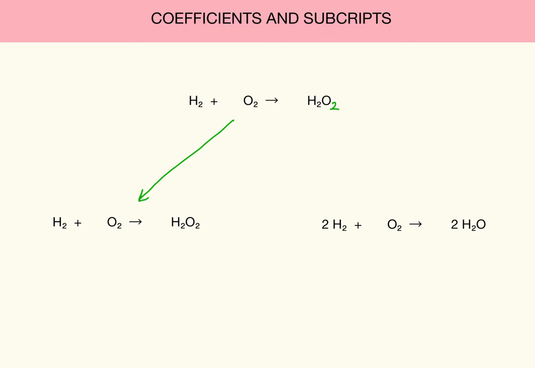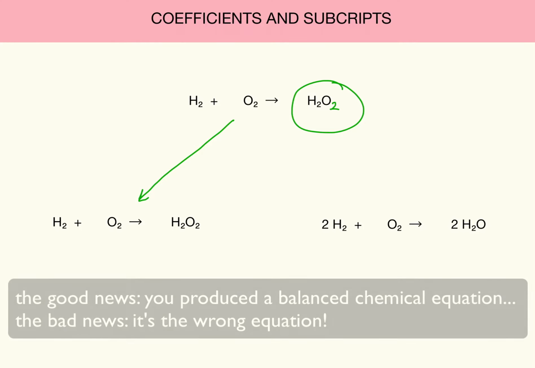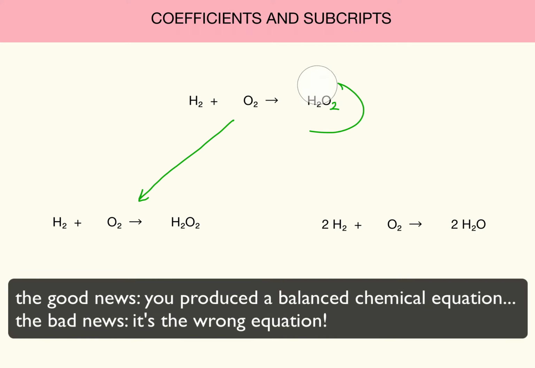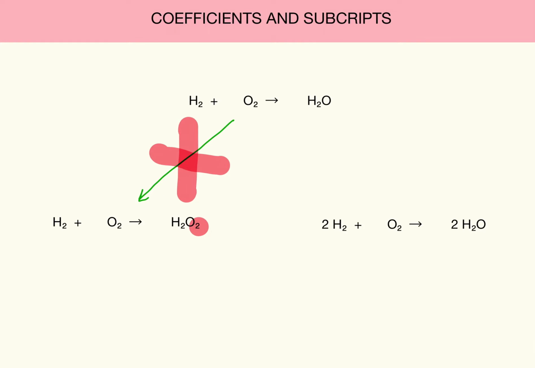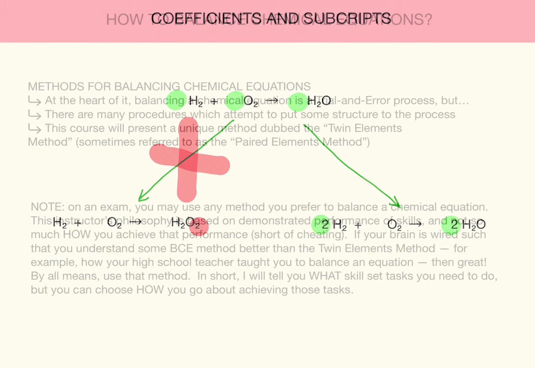What's the problem here? The problem is you've now changed the chemical reaction itself. You're now combining hydrogen and oxygen to produce hydrogen peroxide, H2O2. But that's not the equation you were asked to balance. You were asked to balance the equation H2 plus O2 goes to water. So you do not balance a chemical equation by changing a subscript. What we've seen earlier is that you balance a chemical equation by changing the coefficients.